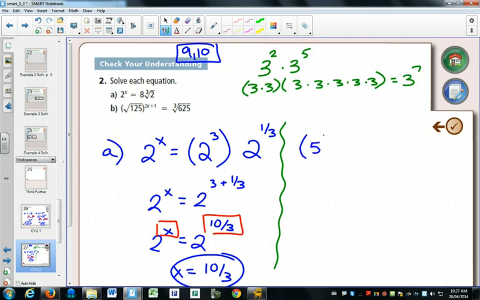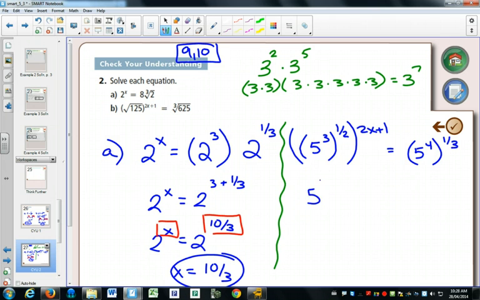125 is 5 cubed. The square root can be written as a half, and then you still have 2x plus 1 equals 625 is 5 to the 4, and the cube root would be 1/3. Exponent to exponent to exponent, you're going to multiply. I'll do it in two steps. 3 times a half is 3 halves, and we still have 2x plus 1. On this side, 4 times a third. Remember, 4 is 4 over 1, and when you're multiplying fractions, multiply the tops, multiply the bottoms, you'll get 5 to the 4/3.